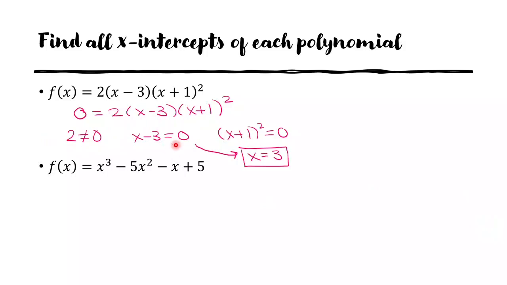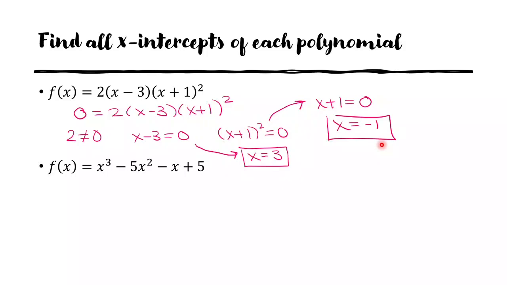X minus 3 equals 0, add 3 to both sides. I have a solution of x equals 3. That's one of my x-intercepts. X plus 1 squared equals 0. You could square root it to get rid of the squared. You're still going to have a 0, though, on the right. So if x plus 1 squared equals 0, well, x plus 1 must equal 0. Minus 1 from both sides, I get x equals negative 1. So this polynomial has 2 x-intercepts, one at 3 and one at negative 1.